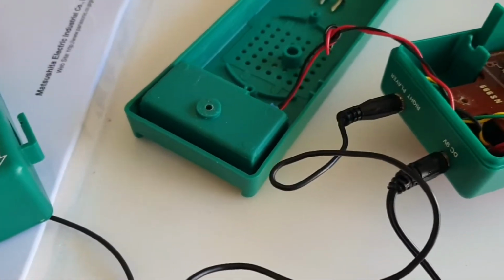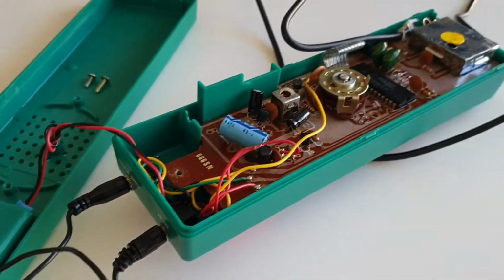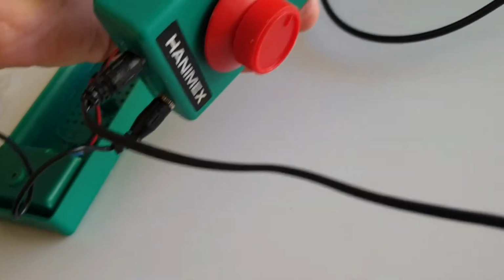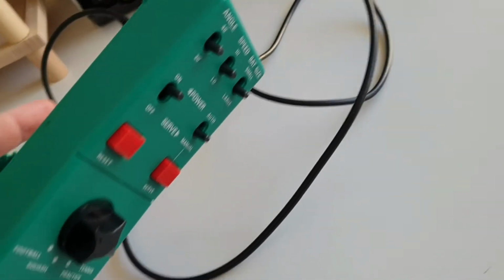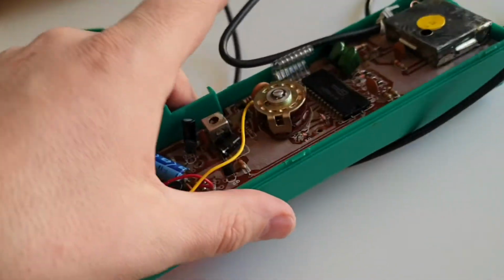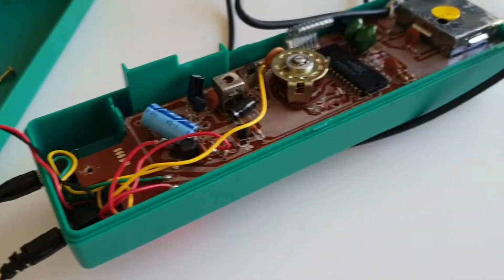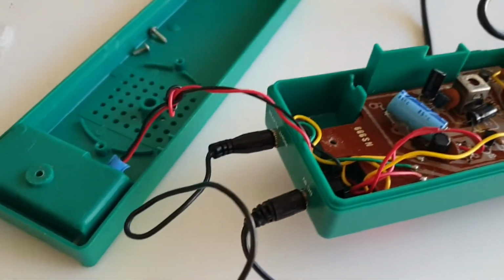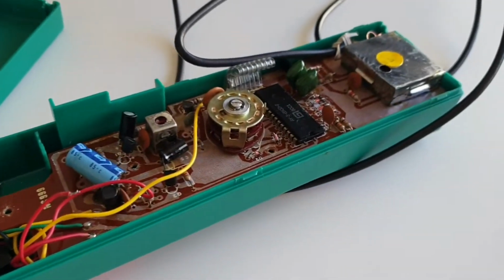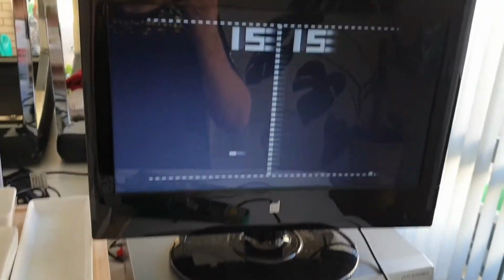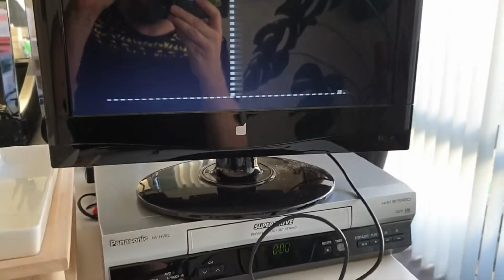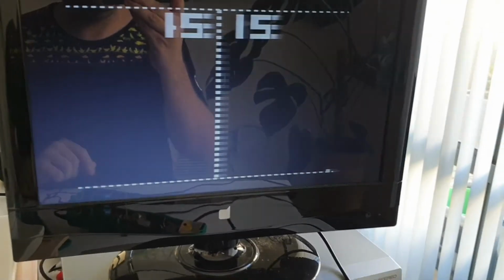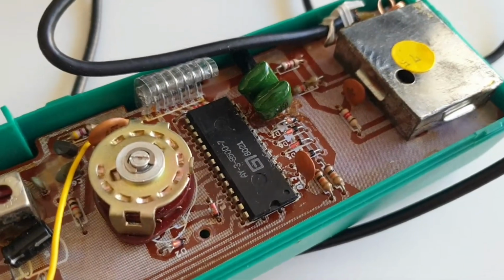But today we're looking at something different. This is the Hanimex 666. Well, it's a 666T, but I don't think it's written anywhere. It is one of the thousands of Pong games based on the General Instruments AY-3-8500.